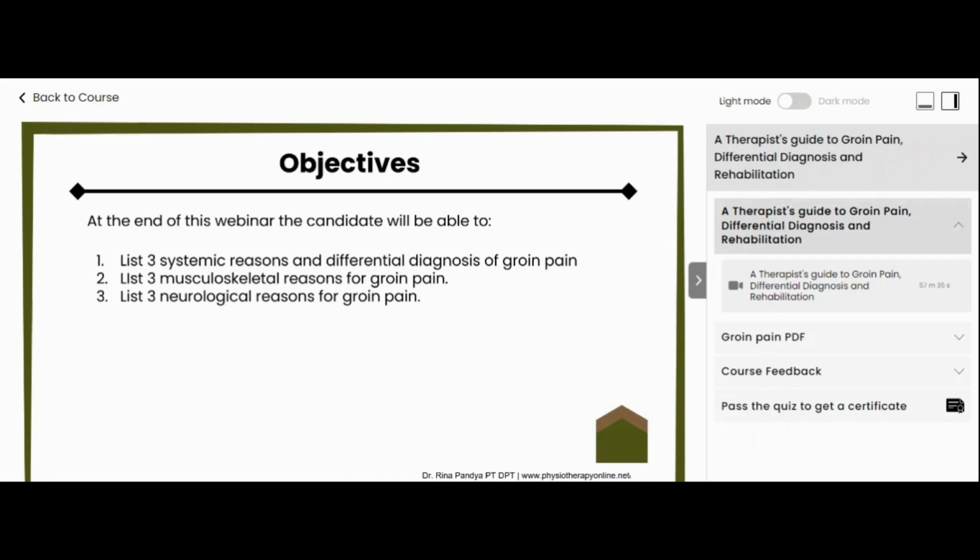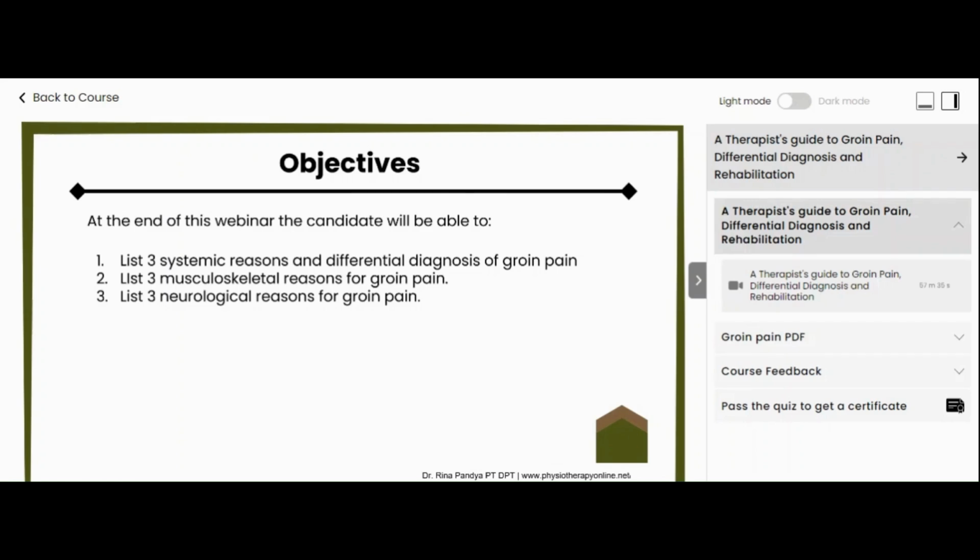Most often than not, being MSK therapists, we look towards trauma or the mechanism of injury per se. But in this course, we're going to look slightly beyond that, and we're going to look at what other systemic reasons there can be that contribute to or elicit groin pain.